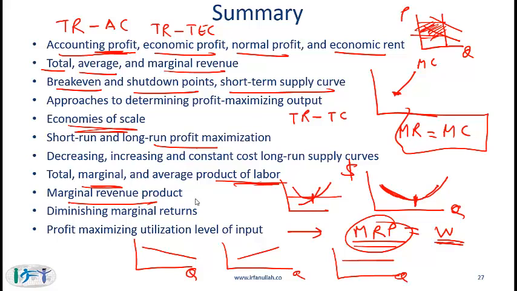Diminishing marginal returns. This refers to the fact that as we use more of a factor of production, initially we might have efficiency, but we get to a point where the output increases but at a decreasing rate. When that happens, we say that we have diminishing marginal returns. And then profit maximizing utilization level of input. We talked about that over here.